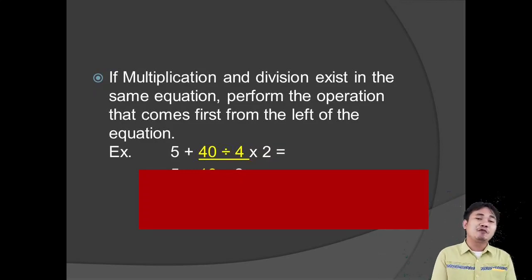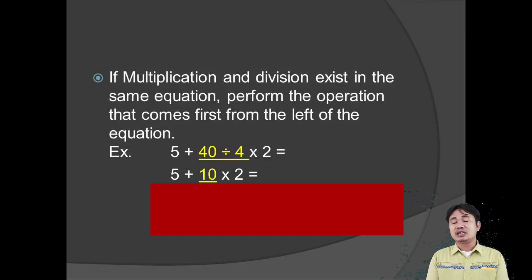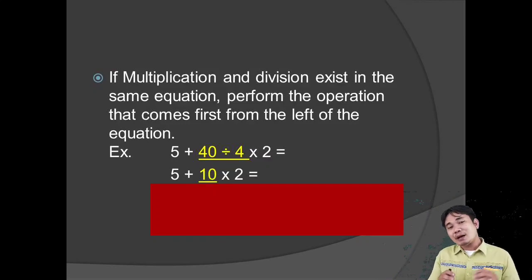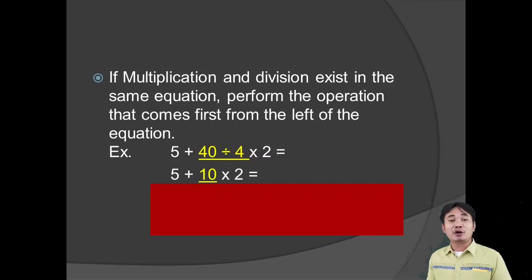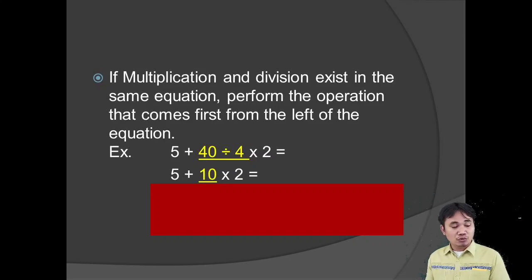So, we're going to perform first 40 divided by 4. So, 40 divided by 4 is equal to 10. Natapos ka na sa division, so you need to perform now the multiplication. Kasi, nasa parehas na level yung multiplication at division. So, from 5 plus 10 times 2, doon ka na magpe-perform ng multiplication ngayon.